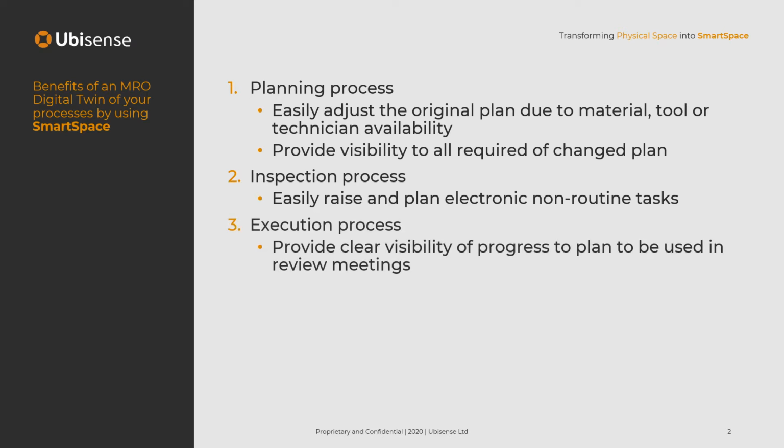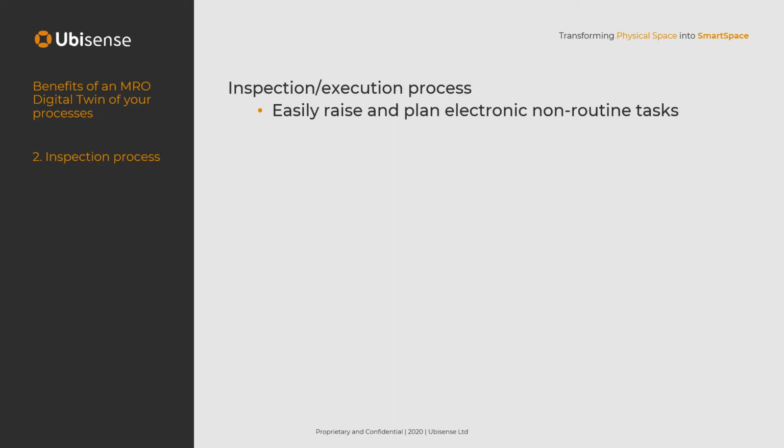The third example is the overall execution process, where the customer is looking for a solution where the current status of a work order would be clear and any impacts of changes to plan would be visible and easy to track. The customer is going to use this in regular review meetings. What's actually been done. The second example was to be able to easily raise and plan an electronic non-routine task.